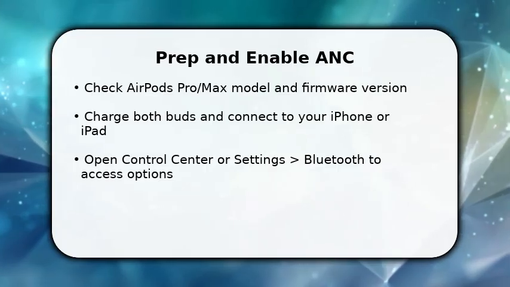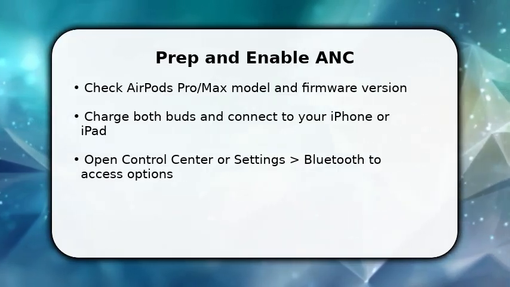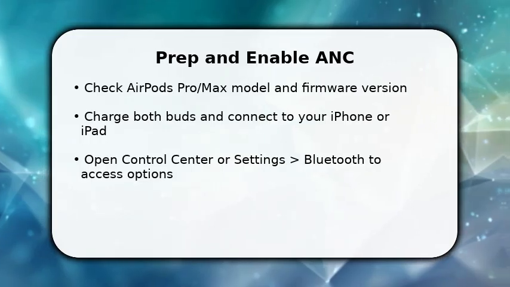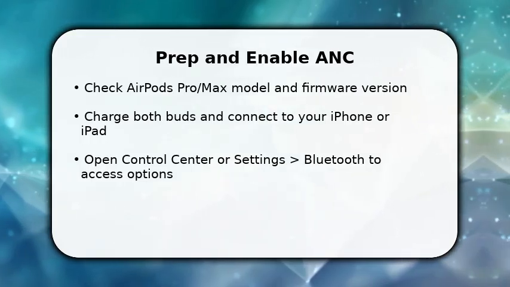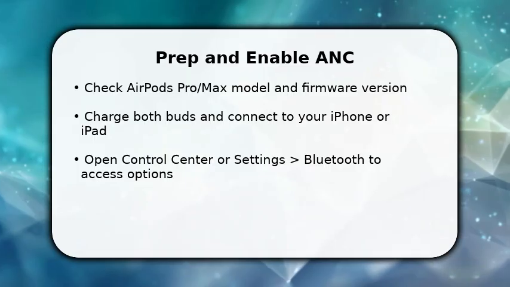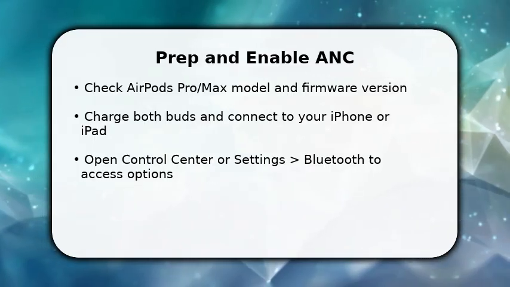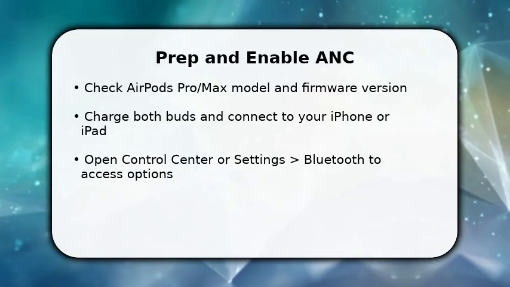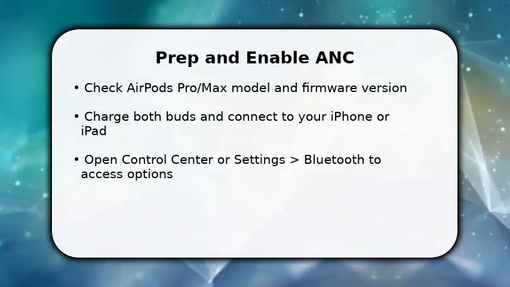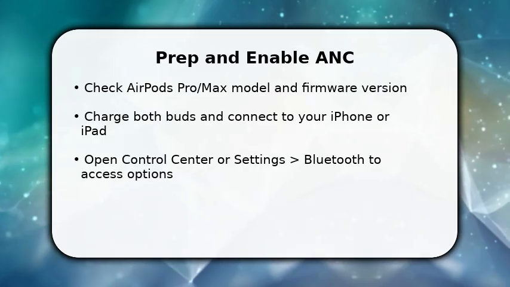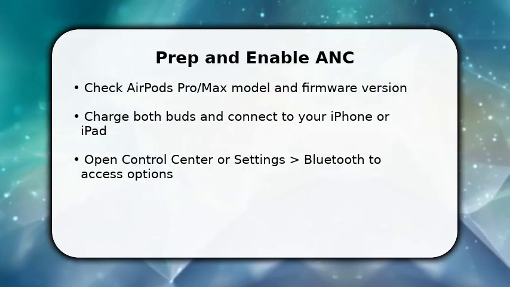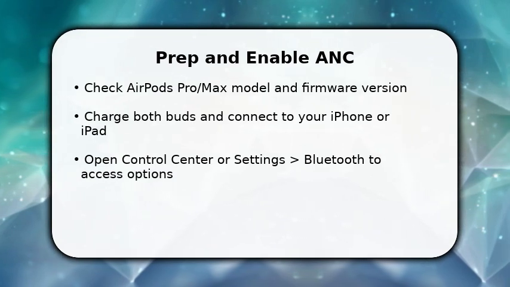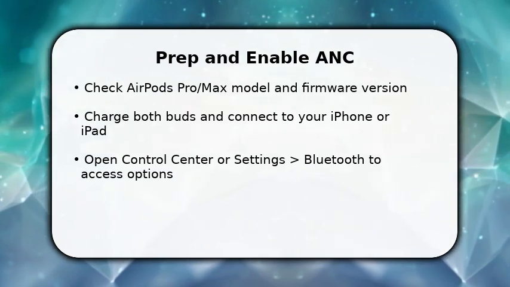You start by confirming you have AirPods Pro or AirPods Max and that they're charged and paired. Once connected, make sure your device's Bluetooth is active and the AirPods appear as the audio output. Open Control Center or Settings Bluetooth and tap the information icon next to your AirPods. You want easy access to noise controls before enabling active noise canceling. This sets a stable connection and prevents interruptions while you switch modes and adjust fit for the best seal.